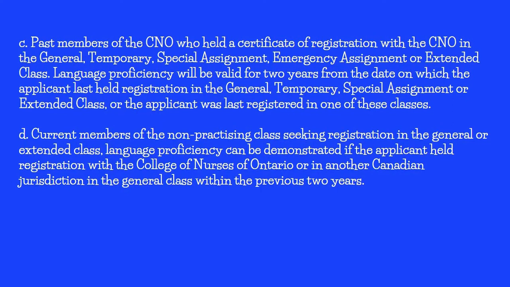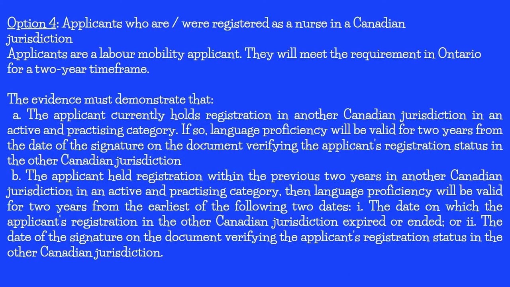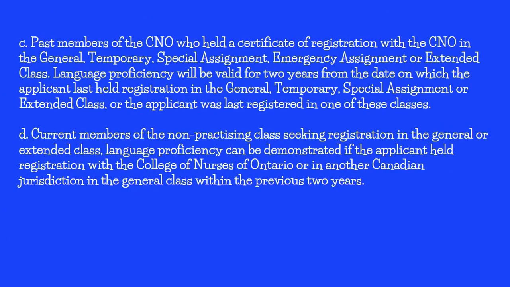And the current members of the non-practicing class seeking registration in the general class or extended class can meet the language proficiency by demonstrating that the applicant held the registration with the CNO or in another Canadian jurisdiction in the general class within the previous 2 years. So this category is for the nurses who either worked as a nurse in another Canadian jurisdiction, or are working as a nurse in another Canadian jurisdiction, or the nurses who are in the non-practicing class in CNO itself, and they want to join the workforce.